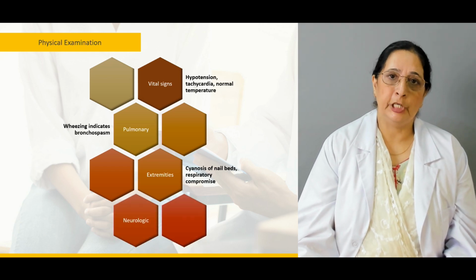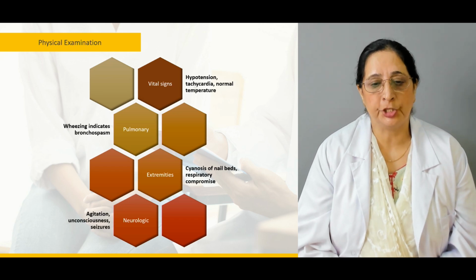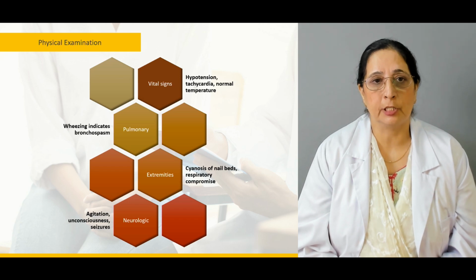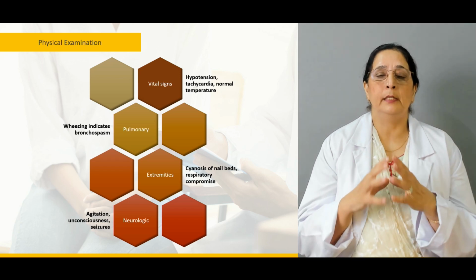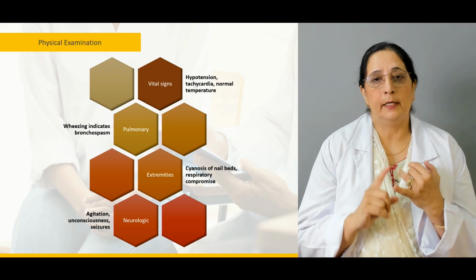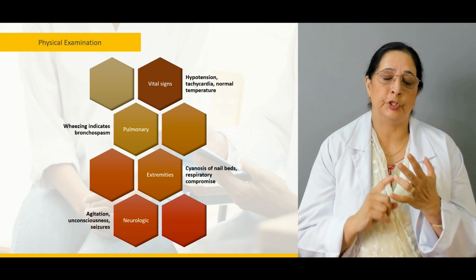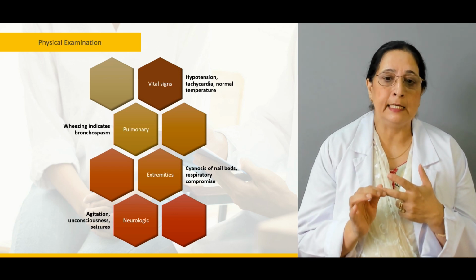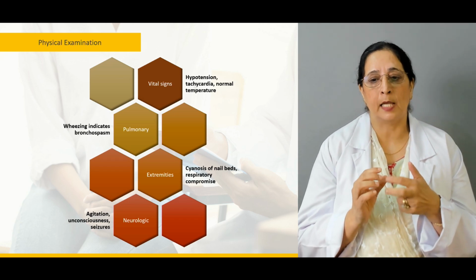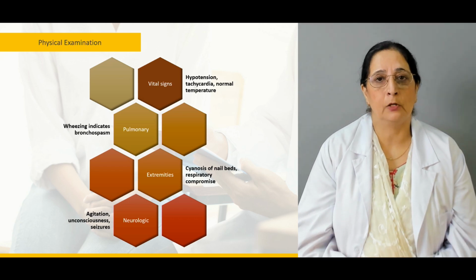What are the changes in the nervous system? Neurologic: there is agitation, unconsciousness, or there might be seizures. So all these are the findings on the physical examination. There is hypotension, tachycardia, normal temperature. There is wheezing indicative of bronchospasm, cyanosis, and there is agitation and unconsciousness.